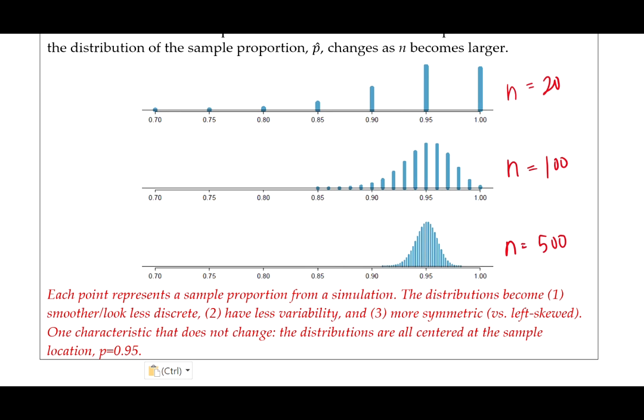One characteristic that does not change is that the balancing point, or the center of all of these distributions, is at 0.95, which is the parameter value for the population. And that makes sense, that we should always be centered around the true value.